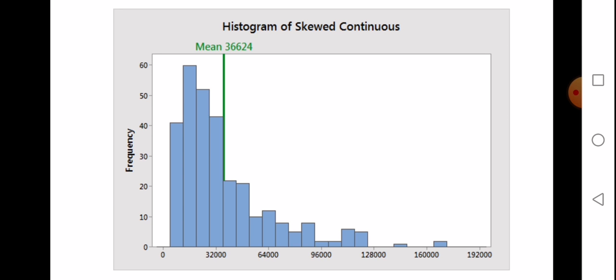So consequently, it's best to use the mean as a measure of the central tendency when you have a symmetric distribution. Now, when to use the mean? Whenever there is a symmetric distribution or continuous data.